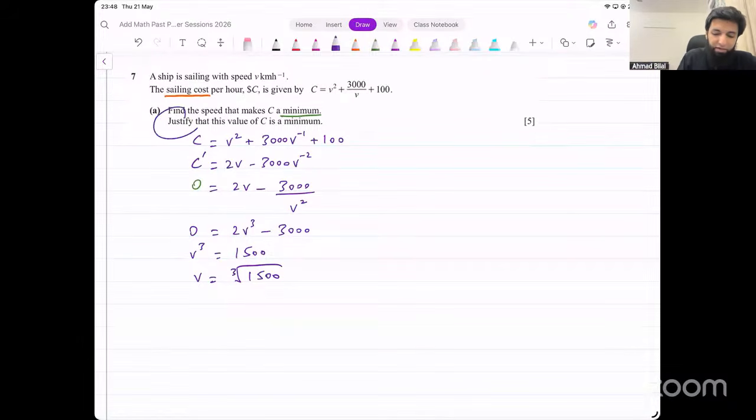Now you have to justify that it's a minimum value. How do we justify that? Find the second derivative. If the second derivative turns out to be positive, it's a minimum value. So now you have to find the second derivative as well. This was the first derivative. Let's find the second derivative. That is going to be 2 minus minus 2, which becomes plus 2 into 3000 into v raised to power negative 3. Simplify this to get 2 plus 6000 divided by v cube.